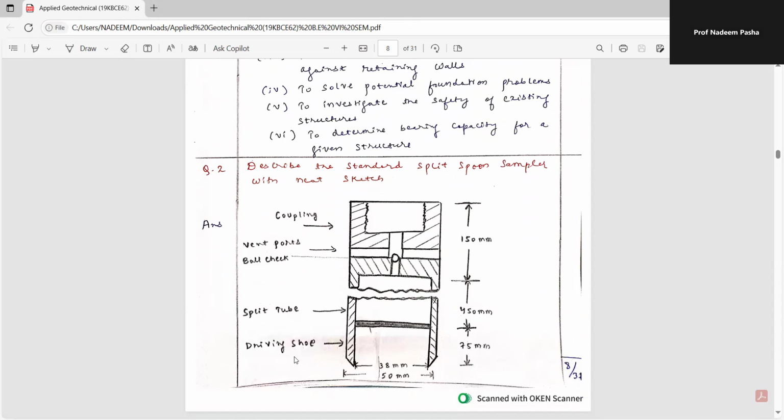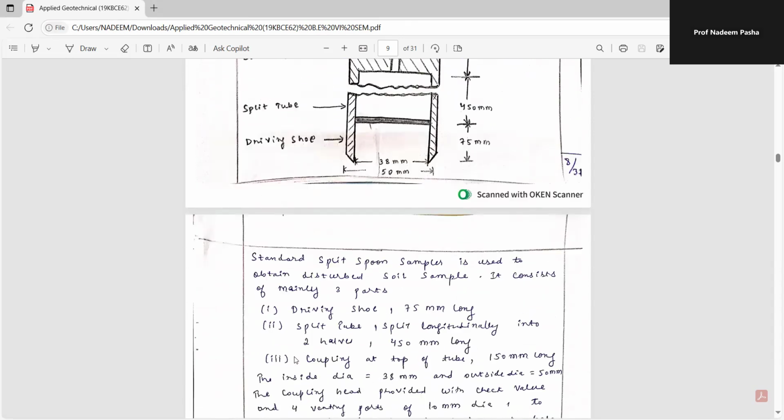Second question is, describe the standard split spoon sampler with neat sketch. So this is a standard split spoon sampler. Standard split spoon sampler is used to obtain disturbed soil sample. It consists of mainly three parts. Number one, driving shoe, which is 75 mm long. You see here, this is your driving shoe.